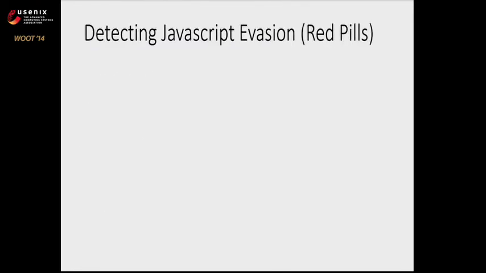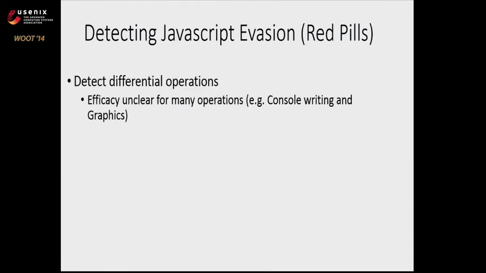So if we can't trick red pills into believing that a honeypot is a real machine, why don't we just try and detect evasive JavaScript, right? The idea is that benign web pages don't really have a whole lot of reason to use red pills. And so our red pills had two operations. They had the differential operations, which it's sort of unclear how you would detect these, right? Our differential operations are fairly common, writing to console, rendering graphics. So it's unclear whether these are indicative of maliciousness.